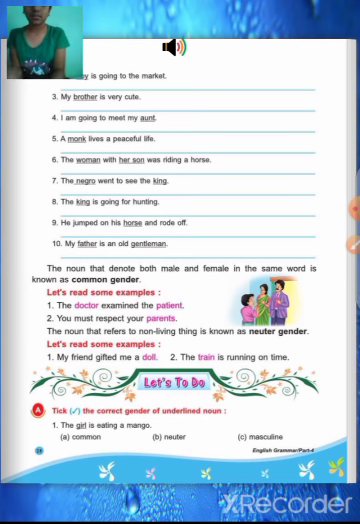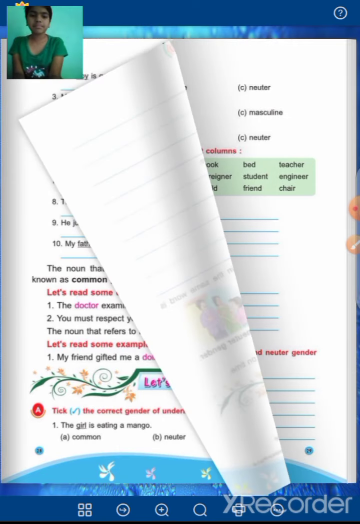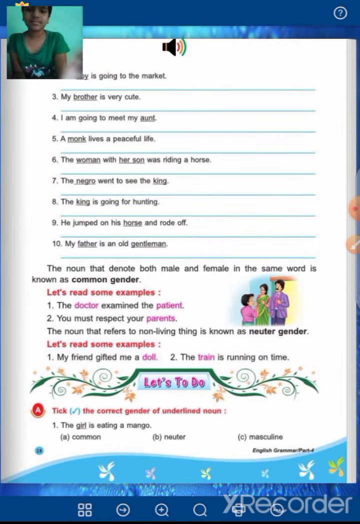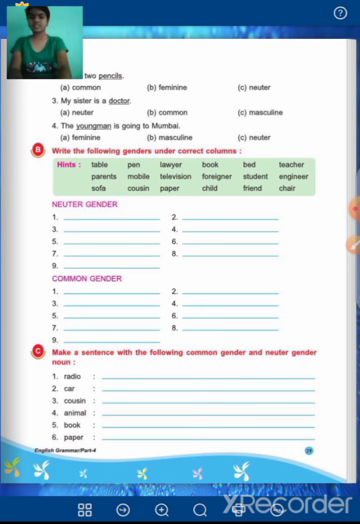Now, shall we read some examples? So let's read some examples. My friend gifted me a doll. The train is running on time. Good. Train, like the thing itself.